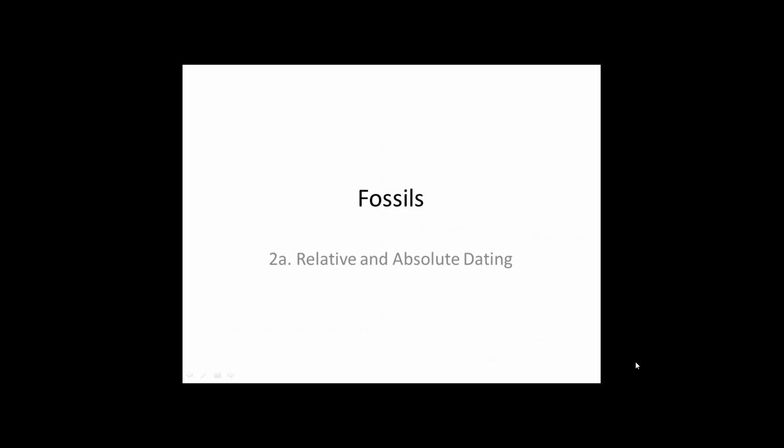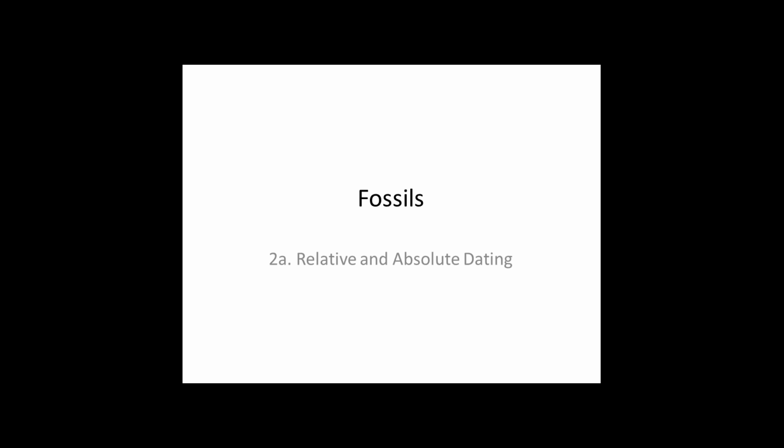So here we go. Now we're going to move on to relative and absolute dating. Like we talked about earlier, the fossil record is important because it helps paleontologists understand different life forms and what the Earth was like in the past. One way that fossils can be used to do that is to give us an accurate understanding of the way time was broken up in the past, or the different geologic time zones that we've had.